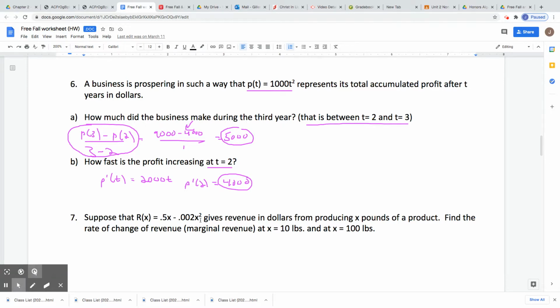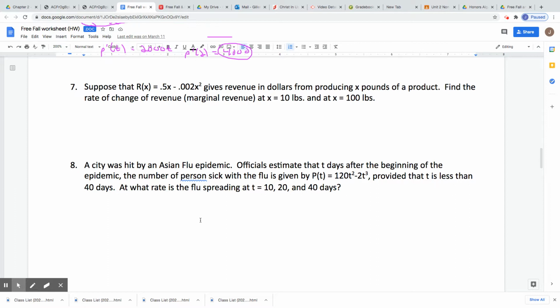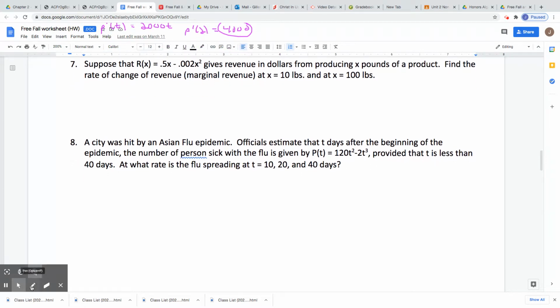All right. Then number 8. A city was hit by an Asian flu epidemic. Now, this is kind of fitting. Officials estimate that t days after the beginning of the epidemic, the number of people sick with the flu is given by this equation right here. So this is the number of people that are sick at t equals a certain number of days, provided that t is less than 40 days. At what rate is the flu spreading at t equals 10, 20, and 30?